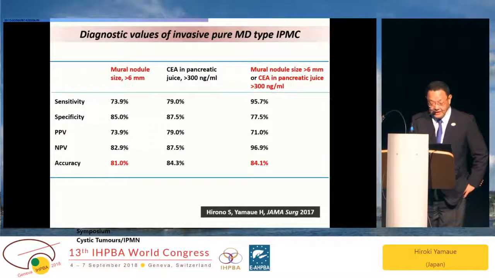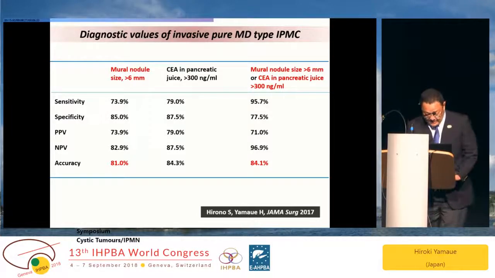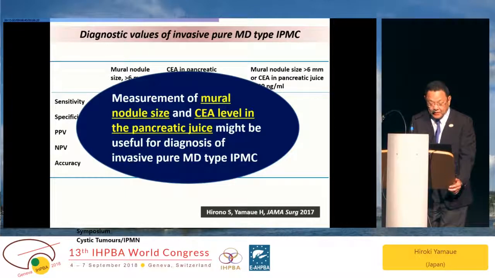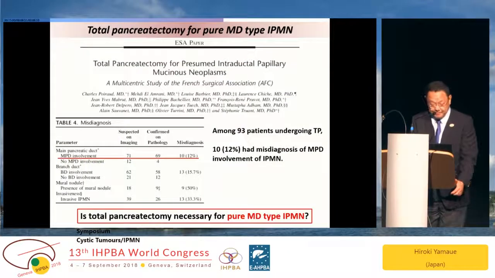And this is the diagnostic value for invasive pure main duct IPMC. As you can see, when we apply only mural nodule size more than 6 millimeter, the accuracy was 81%. And when we combine the two parameters, mural nodule and the CEA level, the accuracy was 84.1%. So measurement of mural nodule size and the CEA level of the pancreatic juice might be useful for diagnosis of invasive pure main duct IPMN.